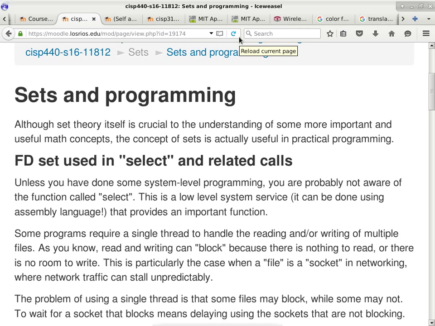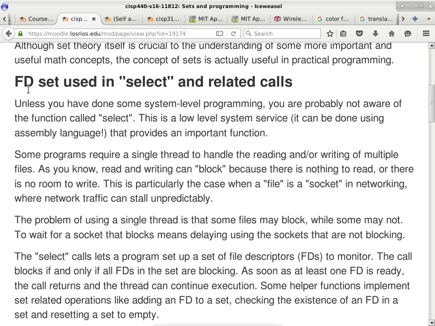All right, so the next slide talks about, what does set theory have to do with programming? The first one, I'm pretty sure very few people, if any, in this class have any idea what the select call is. The select call is actually one of the most basic stuff in systems programming. If you are going to Sac State to get a bachelor's degree in computer science, you will probably have to take what they call systems programming. I'm not sure whether they teach this concept or not, but as far as I'm concerned, this is one of the core concepts of systems programming.